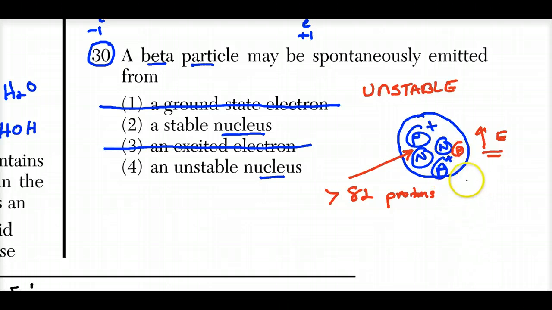So what these guys will do is emit something called alpha particles, which you all know from table O to be 4/2. They're 2 protons, 2 neutrons, and you'll lower your proton numbers. Okay, that's not what this is talking about though. A beta particle is another reason why something might be unstable.